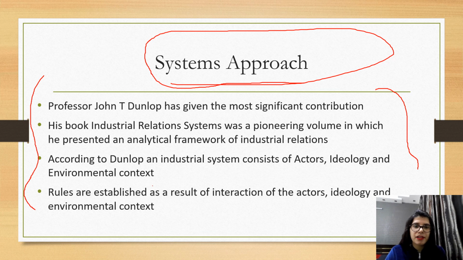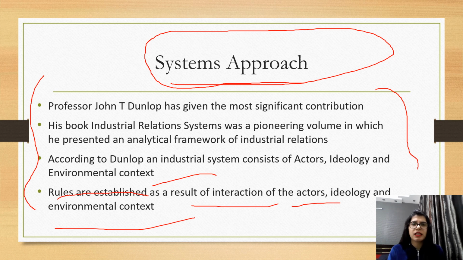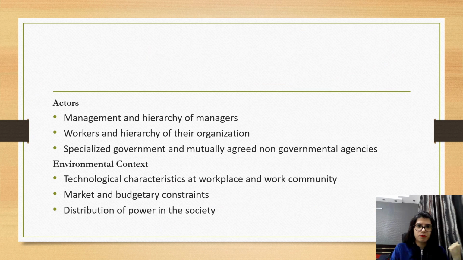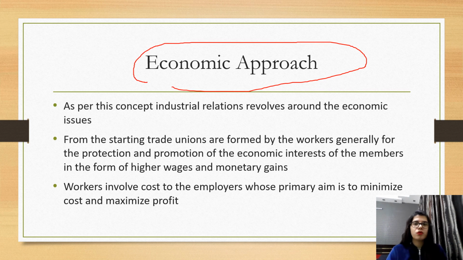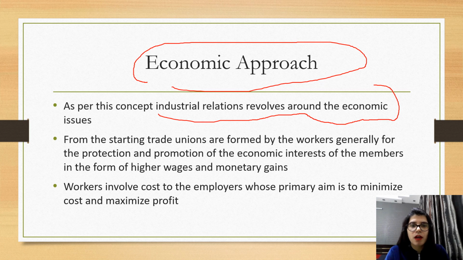So इसमें basically rules का रोल होता है कि rules are established as a result of interaction between actors, ideology and environmental context. अब ये वहां पे मैंने ज्यादा अच्छे से explain किया, so you can go to that video for systems approach, okay. So let's study economic approach, okay. So economic approach क्या होती है, that the concept of industrial relations evolves around the economic issues. So here economic issues are considered central to this approach, okay, or central to the industrial relations, right.